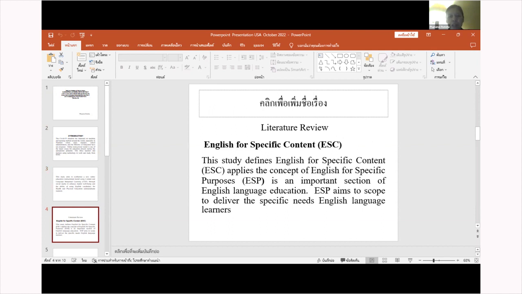This study defines English for specific content. ESC applies the concept of English for specific purposes. ESP is an important section of English language education. ESP aims to deliver the specific needs of English language learners.